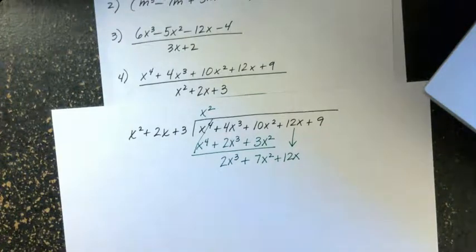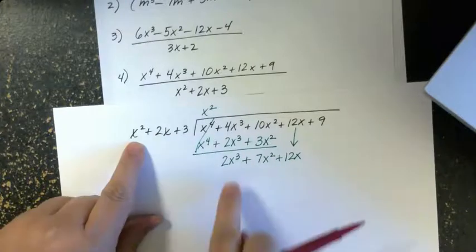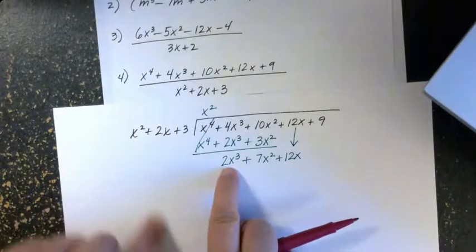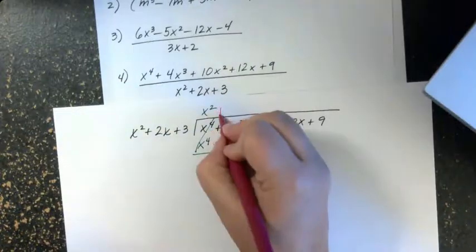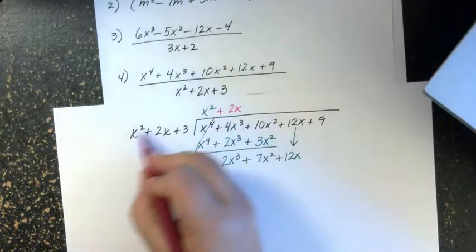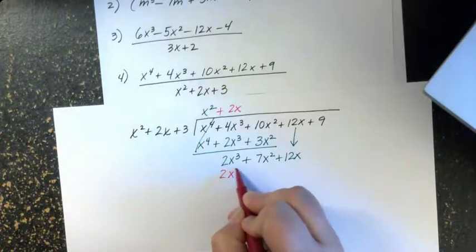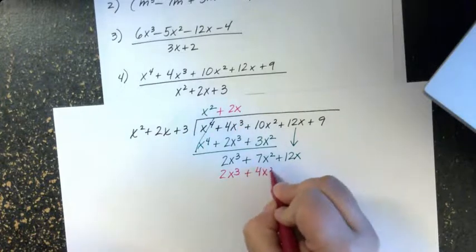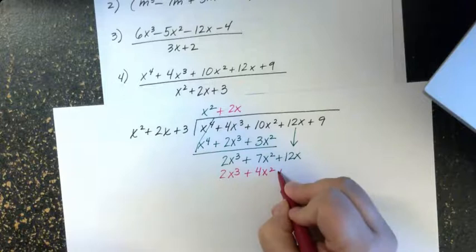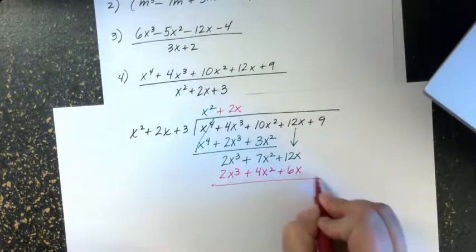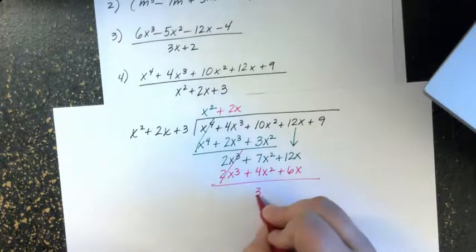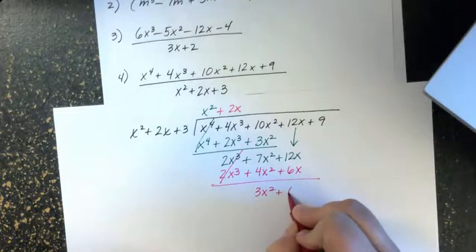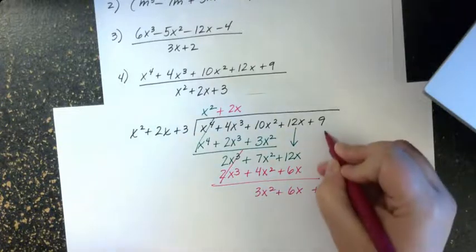All right, next we do the whole process again. This times what gives me this? That would be 2x. So plus 2x times each of these gives me 2x cubed plus 4x squared plus 6x. Then I subtract 3x squared plus 6x plus I brought down the 9.